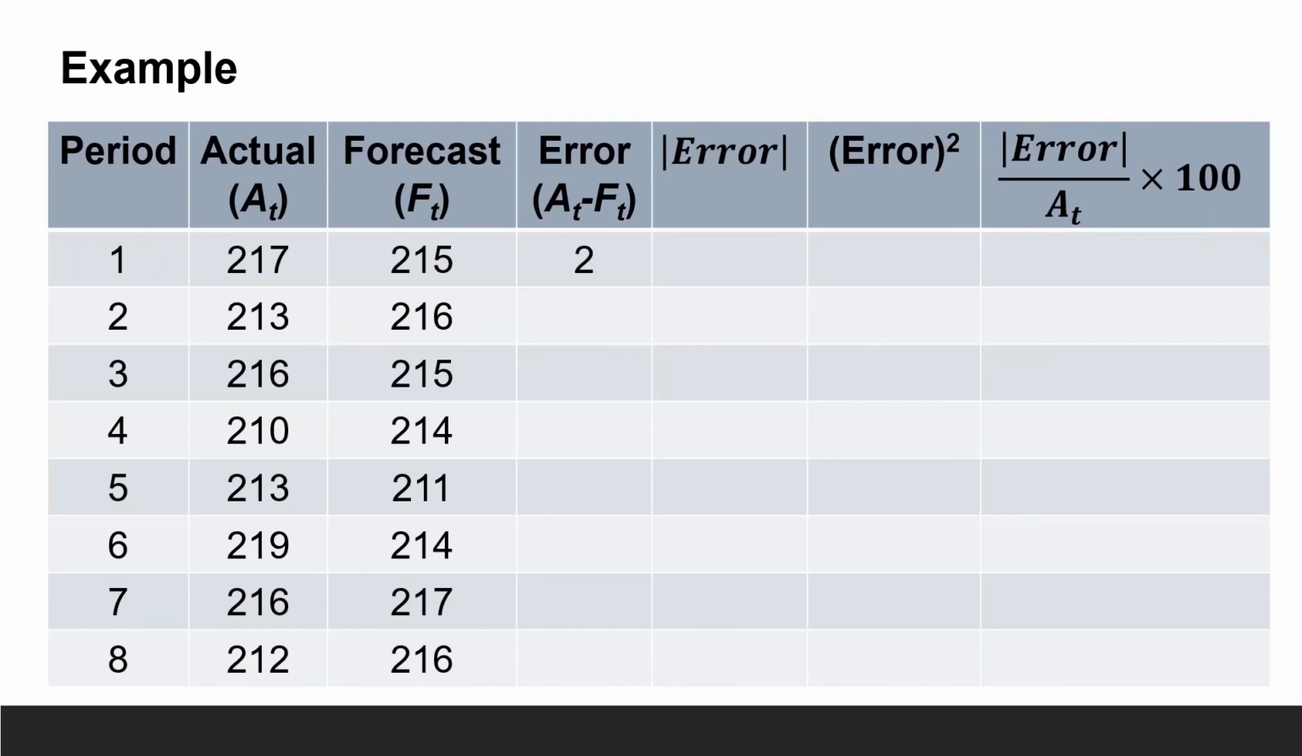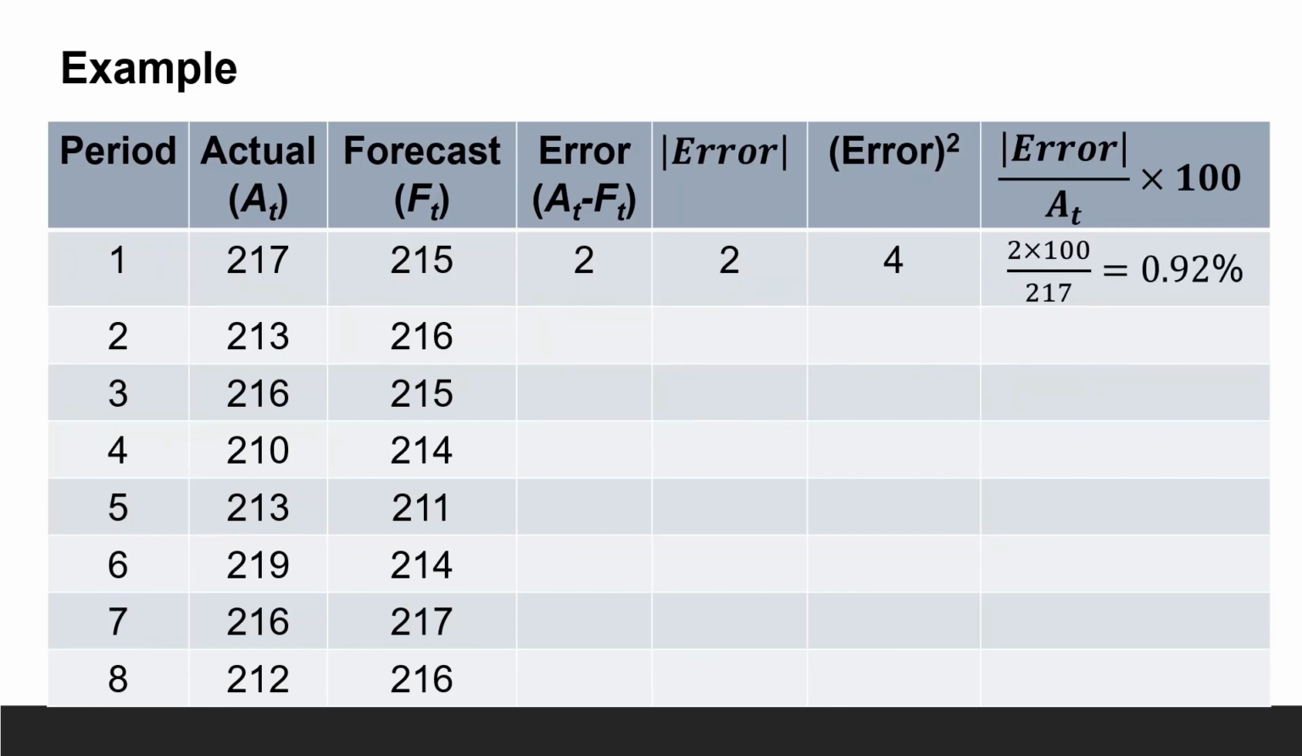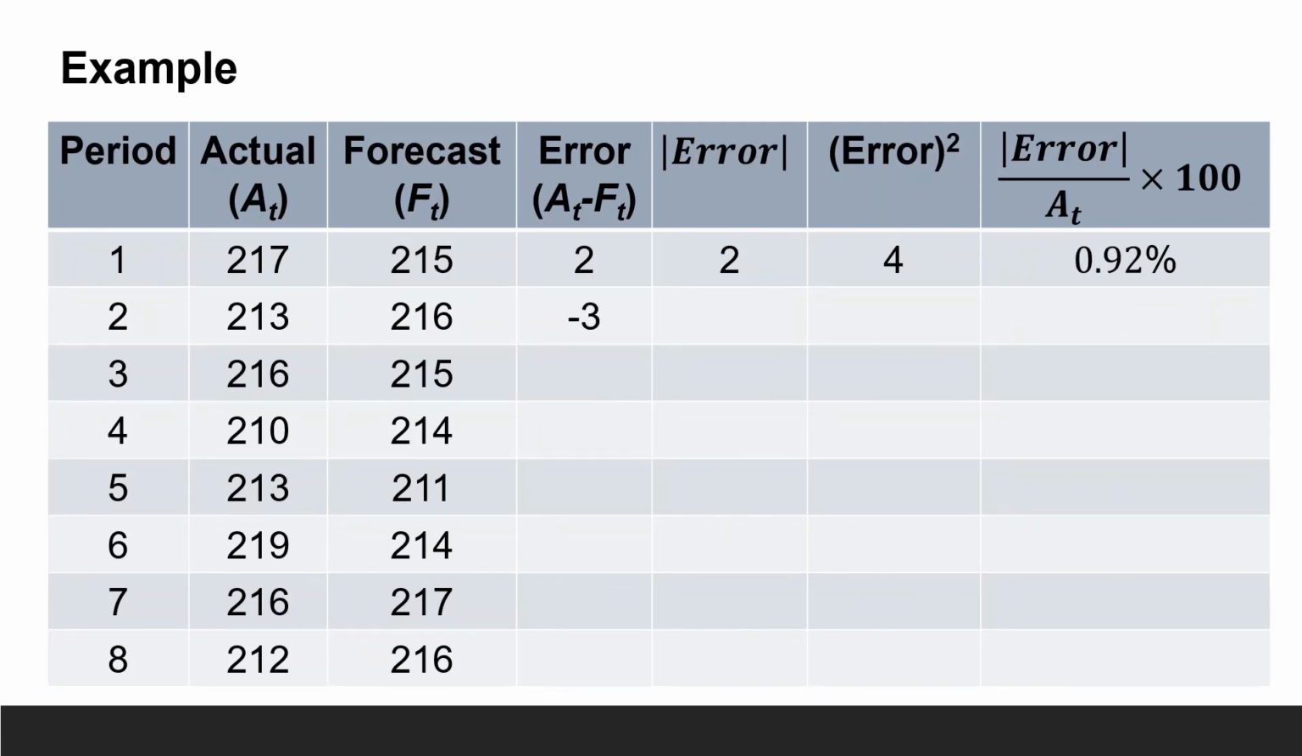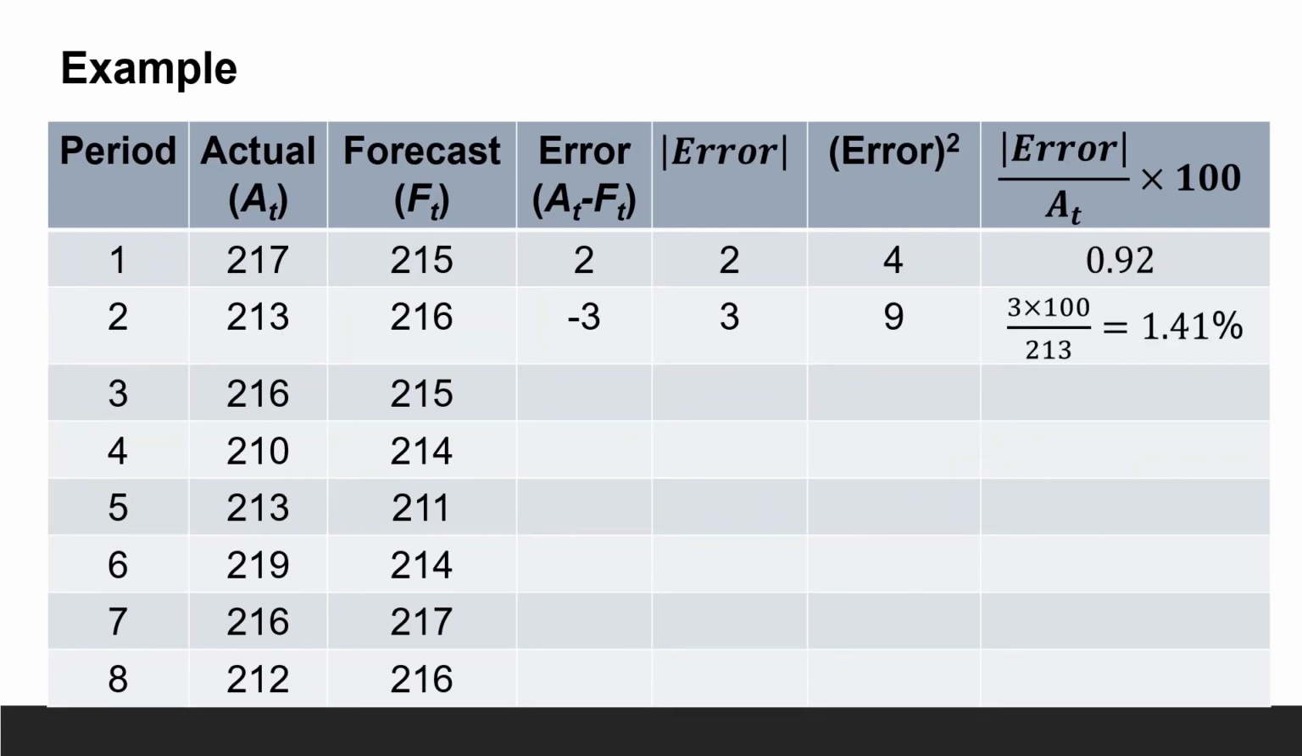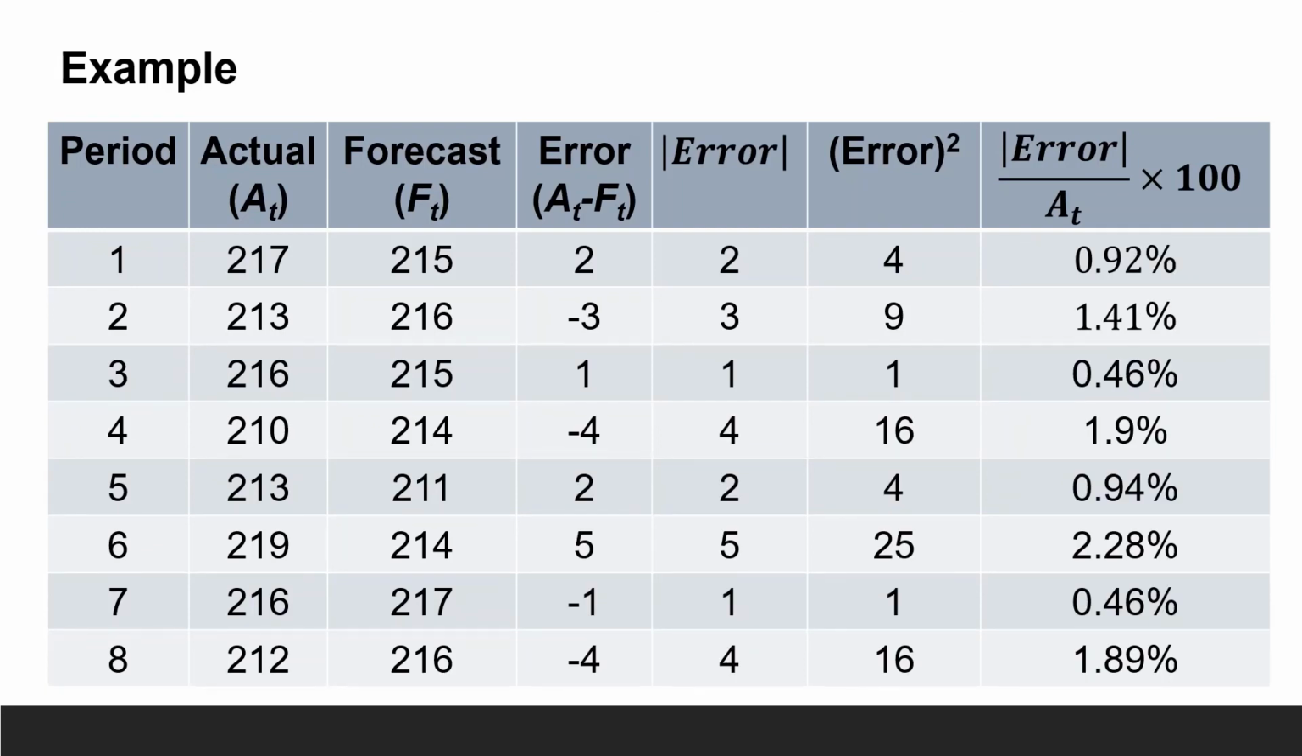For the first period, the error equals 217 minus 215 equals 2. Its absolute value is 2 as well, and its square is 4. While the absolute percent error equals 2 multiplied by 100 divided by 217 equals 0.92. For the second period, the error equals 213 minus 216 equals -3. Its absolute value is 3 and its square is 9, while the absolute percent error equals 3 multiplied by 100 divided by 213 equals 1.41. Continue in the same way till period 8.